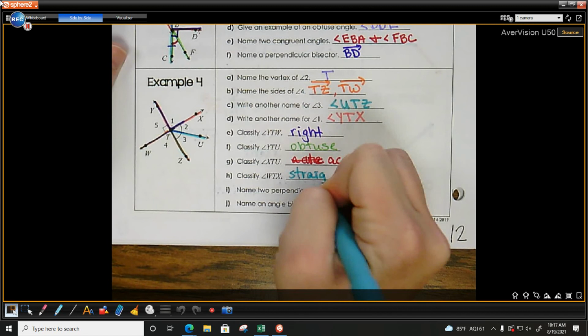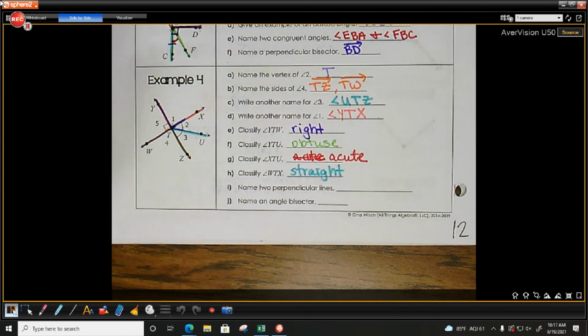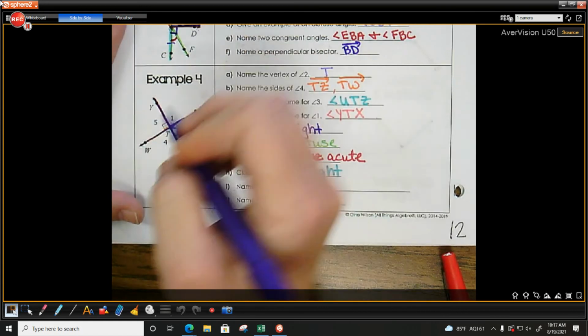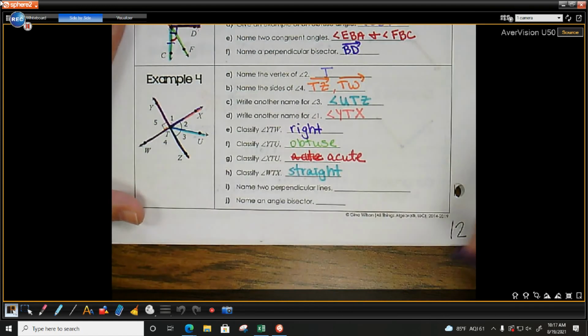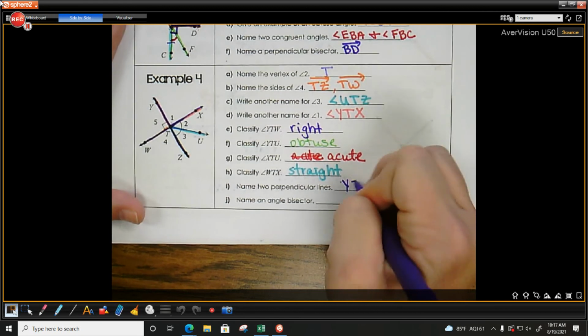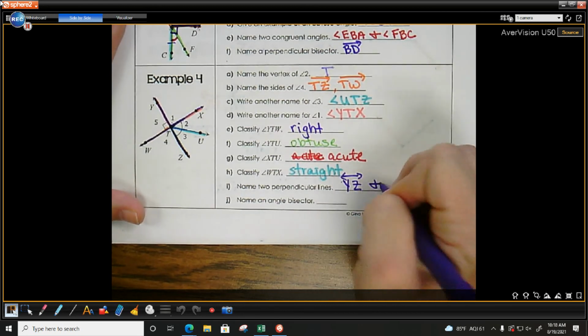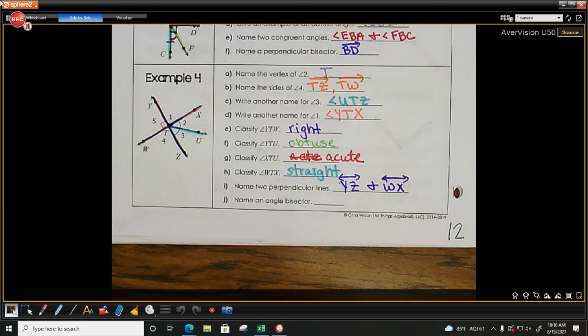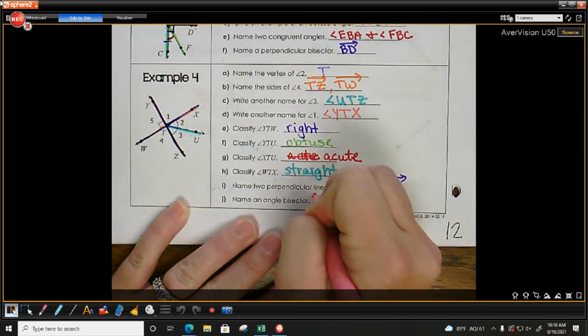Okay, name two perpendicular lines. ZY and WX. It said lines, so how should I label them? Arrows on both sides. You're right. A line above it with arrows at both ends. And then name an angle bisector. Remember, an angle bisector is a ray, so tell me a ray that cuts an angle into two congruent pieces. Ray TU. We good?